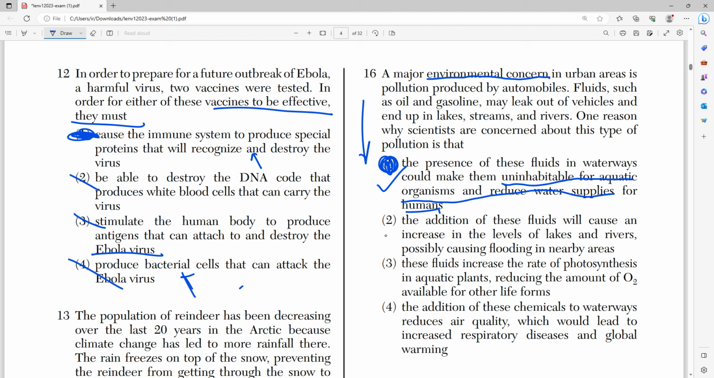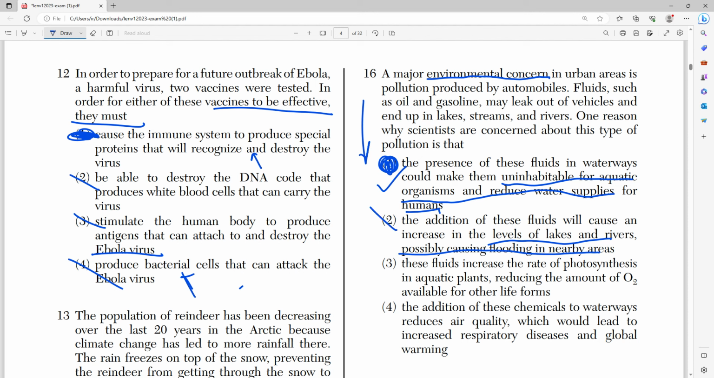Number 2 says the addition of these fluids will cause increased levels in lakes and rivers, possibly causing flooding. If you add a bunch of gasoline to a river, how will that possibly cause flooding? You need a lot and a lot and a lot of gasoline to even begin to raise the water level. So just tiny leaks of it and oil will never do that.